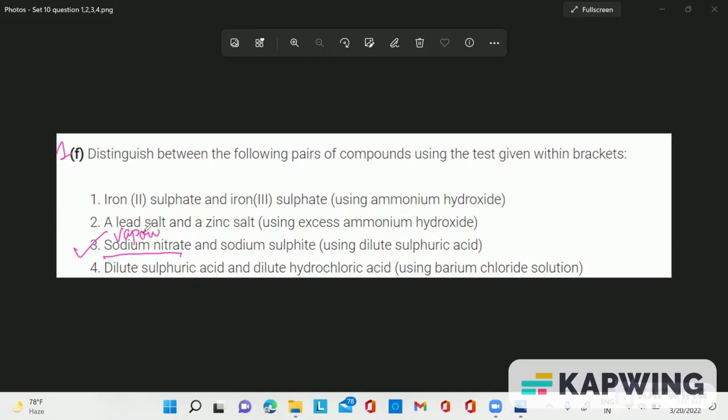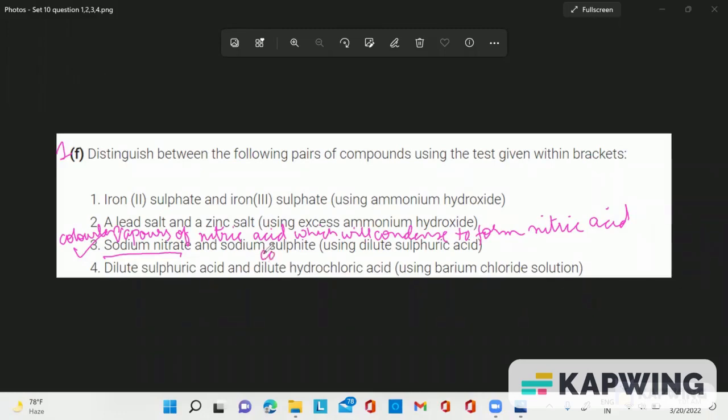colorless vapors of nitric acid will be formed, which will condense to form nitric acid. The colorless vapors. Fine. And what will happen when sodium sulfide reacts? It will also form a colorless gas, but whose smell will be that of sulfur and acidic in nature. And this will be sulfur dioxide gas. So basically, sulfur dioxide gas will be released, which is acidic in nature.